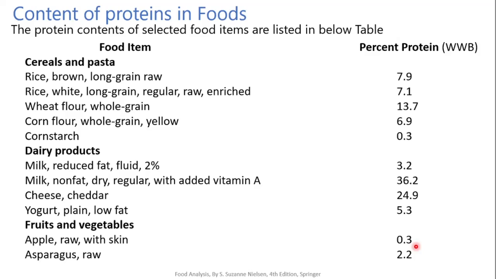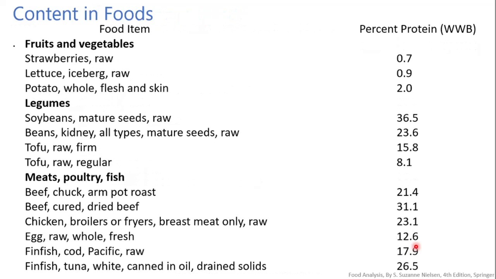If you consider fruit and vegetables, apples have the lowest percentage of proteins, while asparagus has a higher percentage. Whole potato also has 2% of protein. If you consider leguminous plants, soybean seeds have the highest percentage, that is 36.5 percent of protein, while tofu has the lowest percentage among the legumes. Then meats, poultry and fish products: beef has the highest percentage of protein, while the raw egg has the lowest percentage.